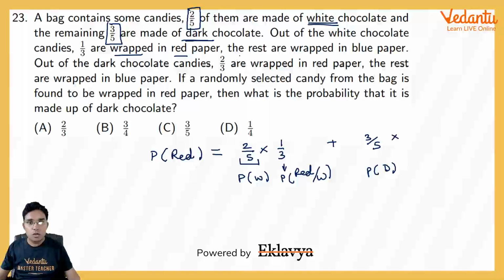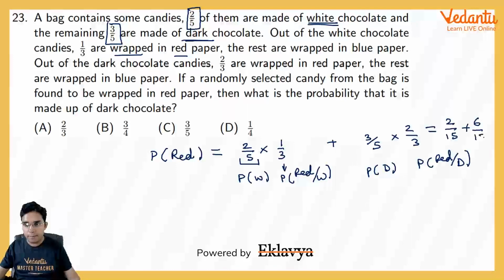into, if it is dark chocolate, 2/3 are red, 2/3 are wrapped in the red paper. So this is red given that it is dark. Now if you do the total of this, it will be 2/15 plus 6/15. So this becomes 8/15.